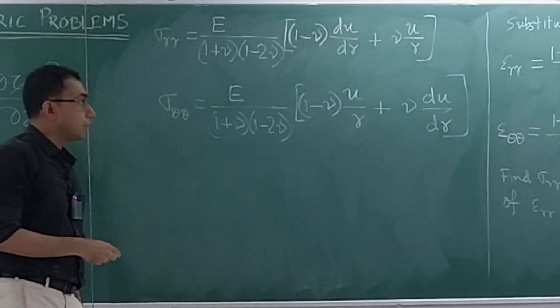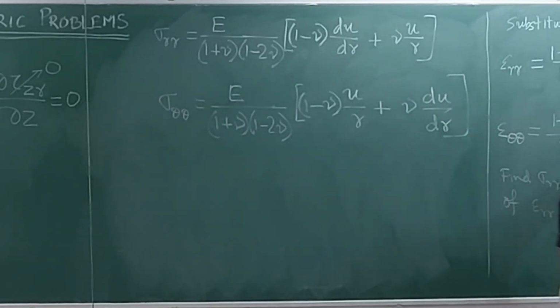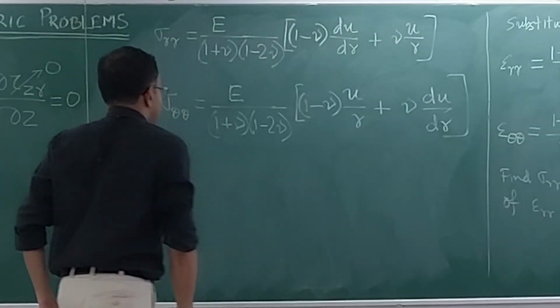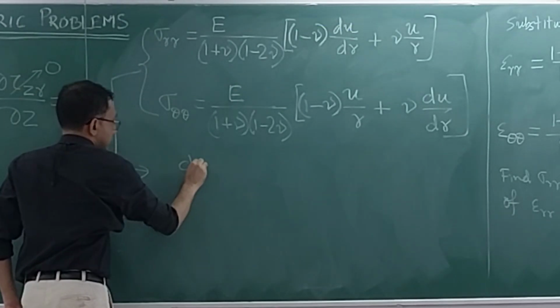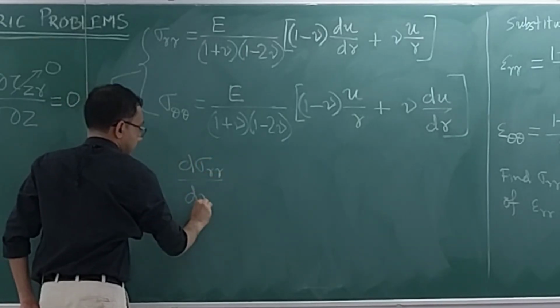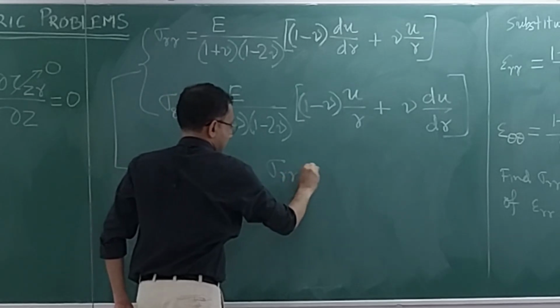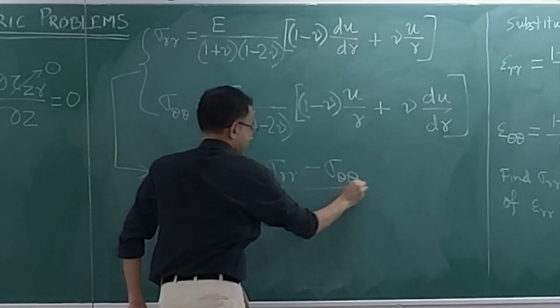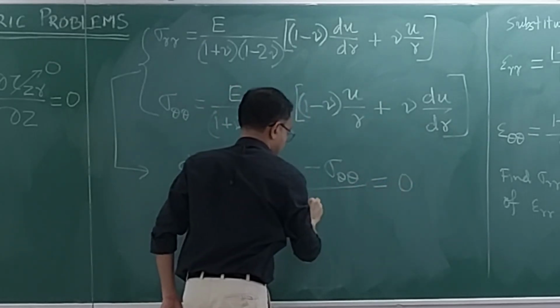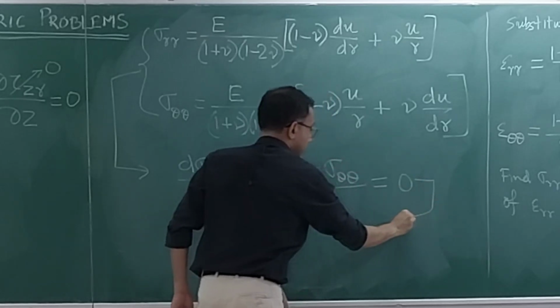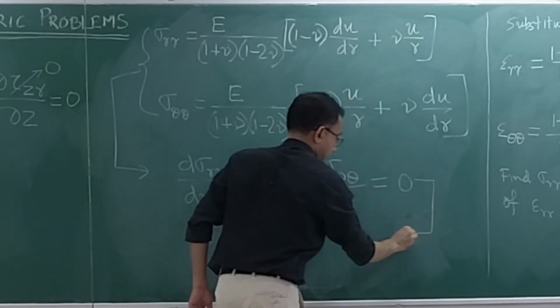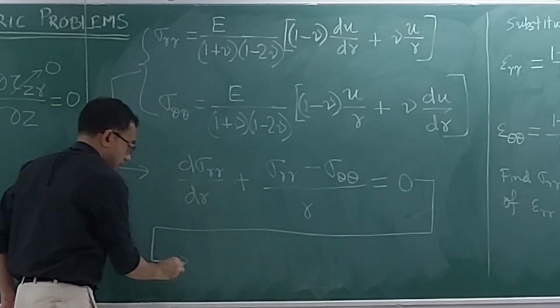I have written these equations from where? From here. From these two. Basically, I have substituted epsilon rr is equal to du dr and epsilon theta theta is equal to u by r. That's all that I have done. Now, you take these two equations and you feed it into this. You feed it into this. When you do that, the equation that you are going to obtain is as follows.